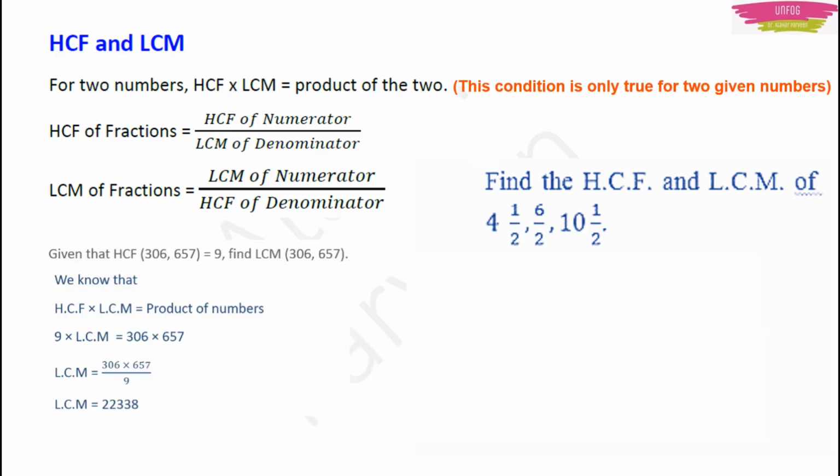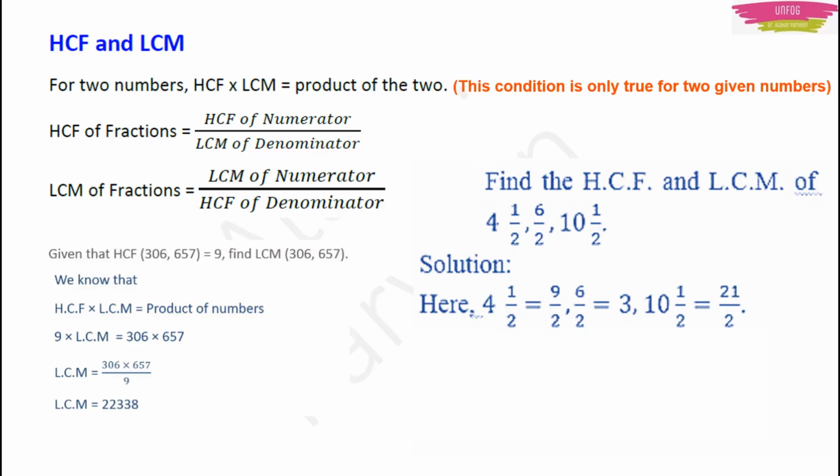First, what you do, all the mixed fractions, you convert them to improper fractions. All the time, whenever you come across fractions, remember that if they are proper fractions, no problem. If they are mixed fractions, convert them into improper fractions. This is how you can convert them. Then, you find the HCF.